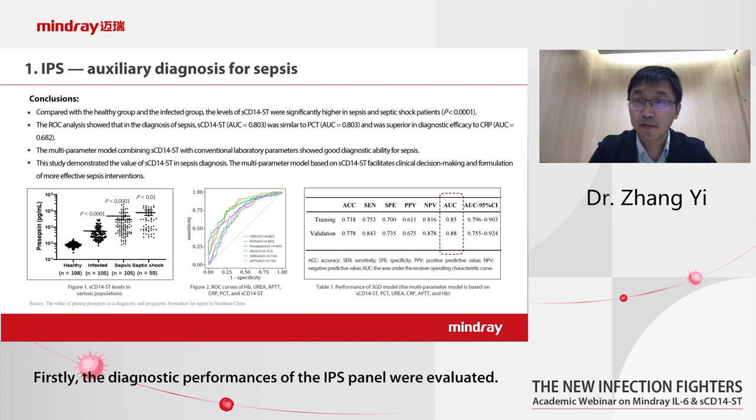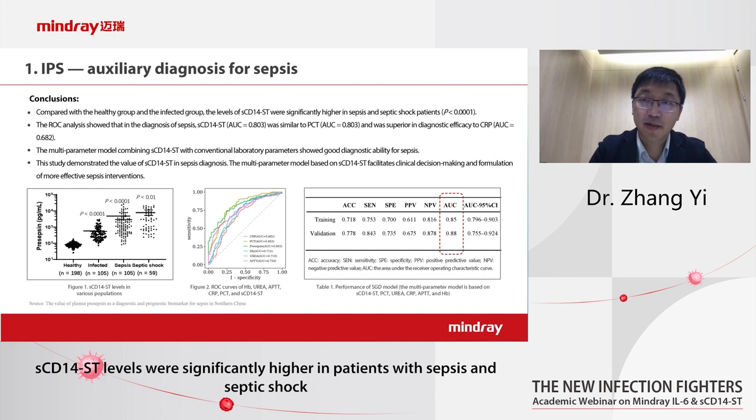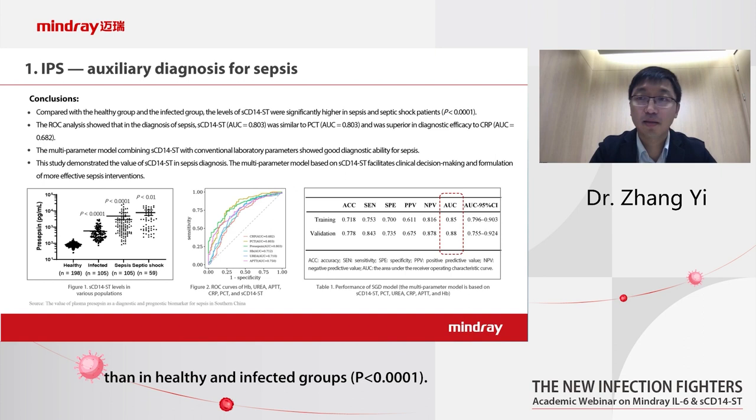sCD14-ST levels were significantly higher in patients with sepsis and septic shock than in healthy and infected groups. The ROC analysis showed that sCD14-ST was similar to PCT in the diagnosis of sepsis and had higher diagnostic performance than CRP. The multi-parameter model combining sCD14-ST with PCT and IL-6 had a better diagnostic ability for sepsis. This study confirmed the diagnostic value of sCD14-ST in sepsis, and a multi-parameter model based on sCD14-ST can help to make more accurate clinical decisions.